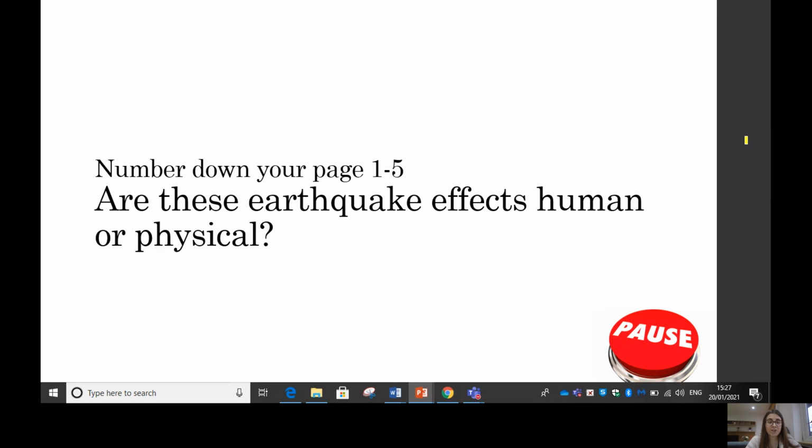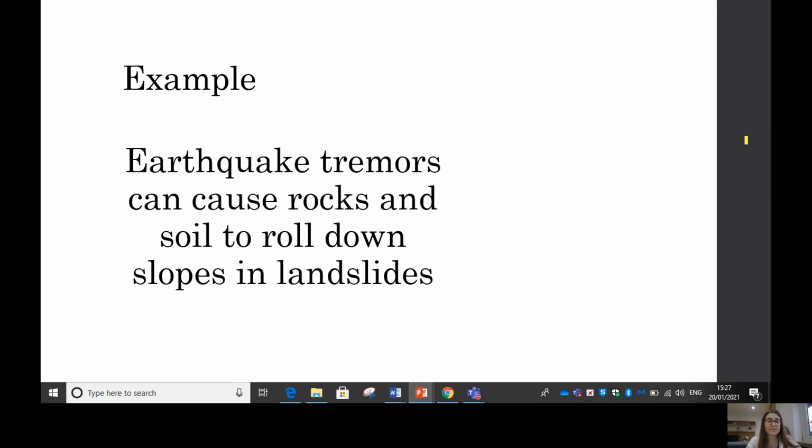Okay, welcome back. So you should have 1 to 5 written down your page now. And I'll show you an example. So a statement like this is going to pop up. Earthquake tremors can cause rocks and soils to roll down slopes in landslides. So you've got to decide whether landslides there are a human or a physical effect, and just pop it down. So yep, they're a physical effect. So by number 1, you would have written physical. This is just the example, so you shouldn't have written down anything for this one, but that's what I'd like you to do.